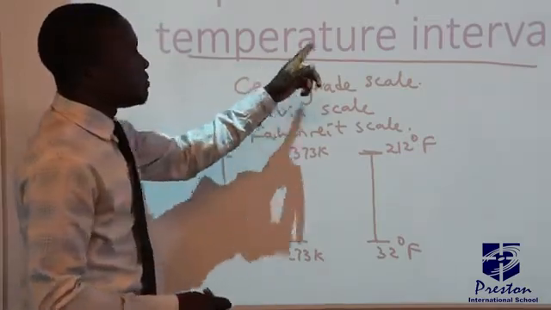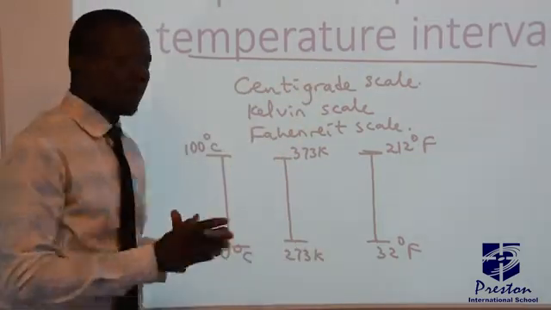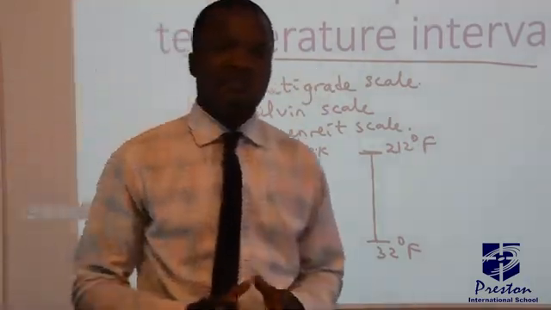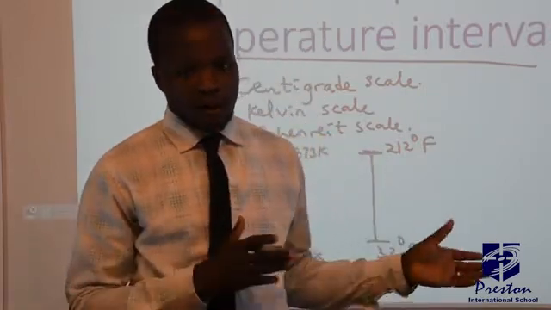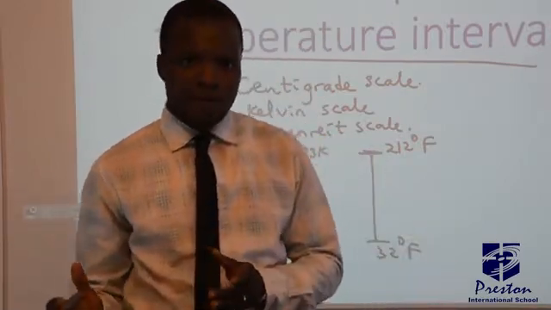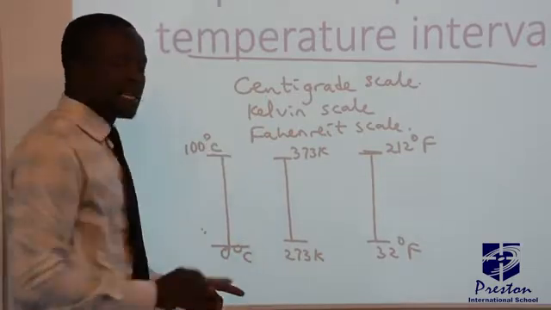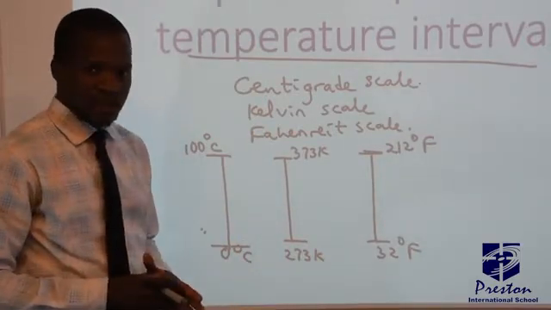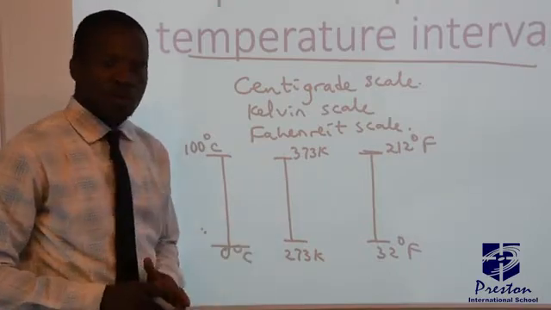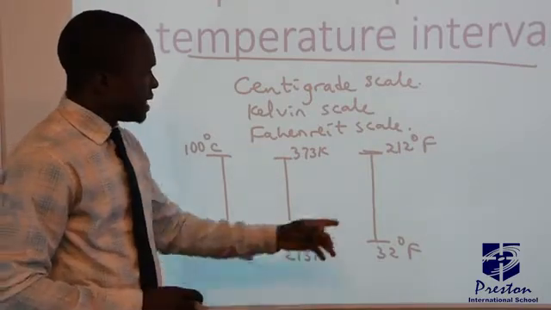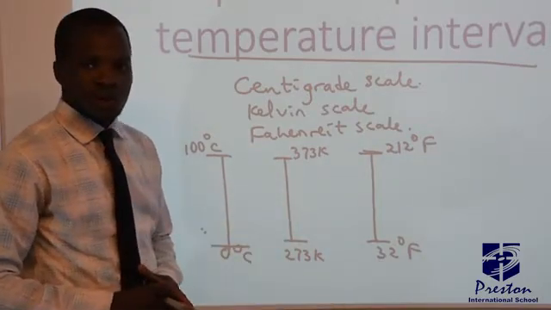Now, what do we mean by temperature intervals? Temperature interval means the difference between the lower fixed point and the upper fixed point. That means the centigrade scale has its own temperature interval, the Kelvin scale also has its own temperature interval, and the degree Fahrenheit scale also has its own temperature interval.